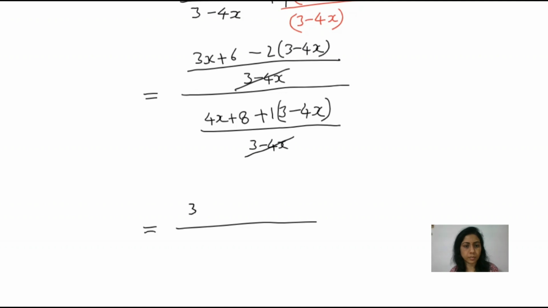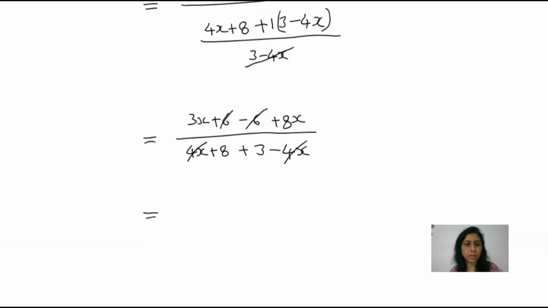3x + 6 minus 2 times 3 is minus 6, minus 2 times minus 4x is plus 8x, and in the denominator, 4x + 8 plus 3 minus 4x. 4x is cancelled by minus 4x, and 6 minus 6 will be 0. 3x + 8x is 11x, divided by 8 + 3, 11. 11 and 11 cancel and we get x.